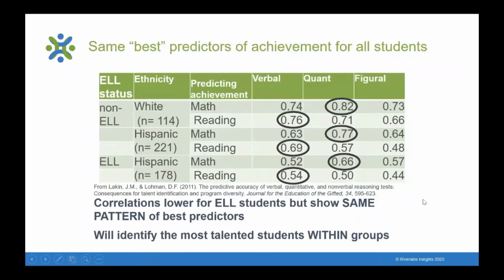Of course, I get a lot of questions about what different ability tests I should use for English learners. The irony is you should use the same one. The best predictors of achievement are the same across groups of students, as far as we've found in many research studies on this issue.